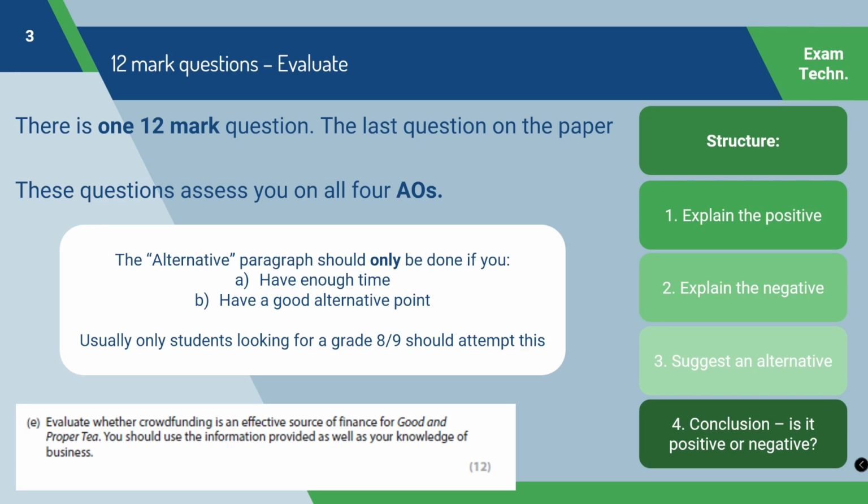Because as we mentioned, positive, negative, how do we do positive, negative on a question where it says evaluate whether crowdfunding is an effective source of finance? So what you would do is your first paragraph would be saying crowdfunding is effective, and then going into your links about why crowdfunding would be effective for that business. For the negative, you would say why it's not effective, so the limitations of crowdfunding specific to that business.